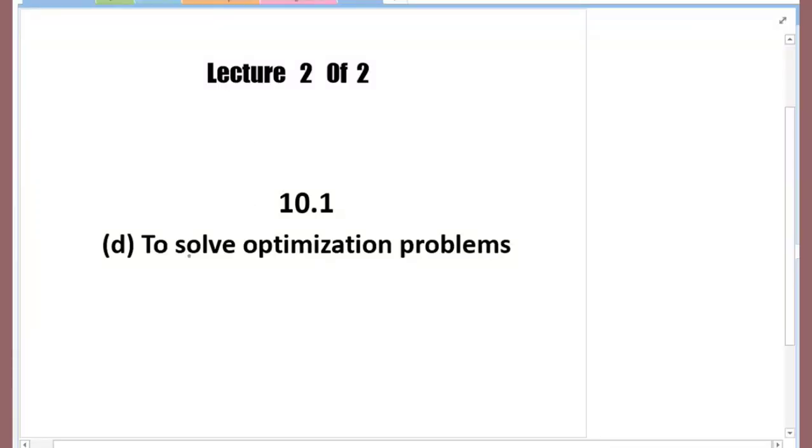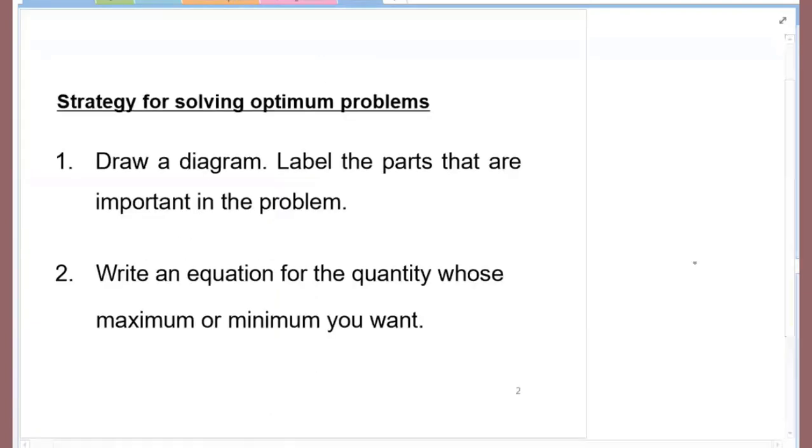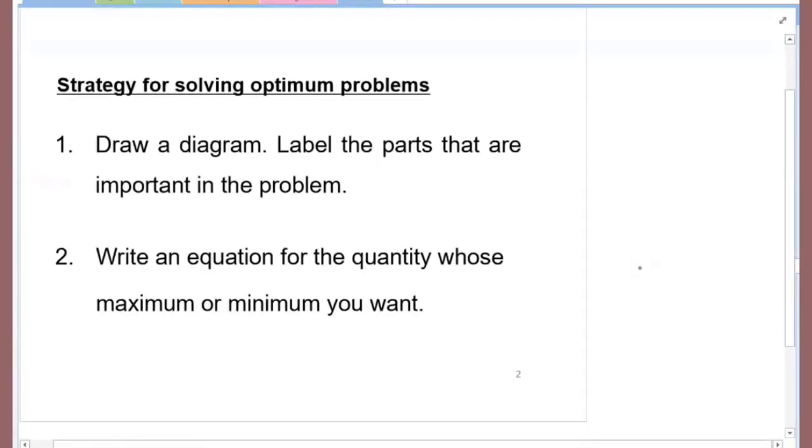Lecture 2 of 2 to solve the optimization problems. This is still 10.1. Same like to find the maximum, the minimum, the largest, the smallest. So that is optimization. Let's try it. The strategy acronym is DIDS. First step, draw.